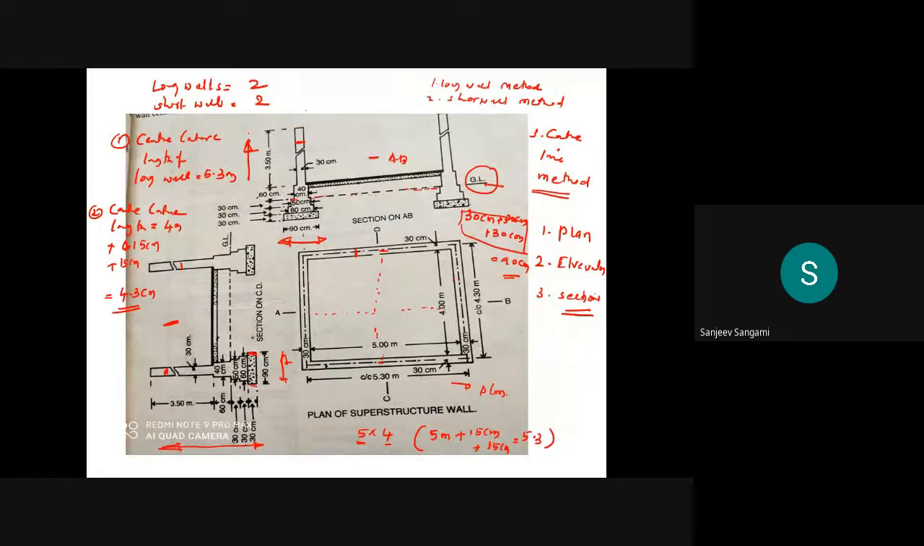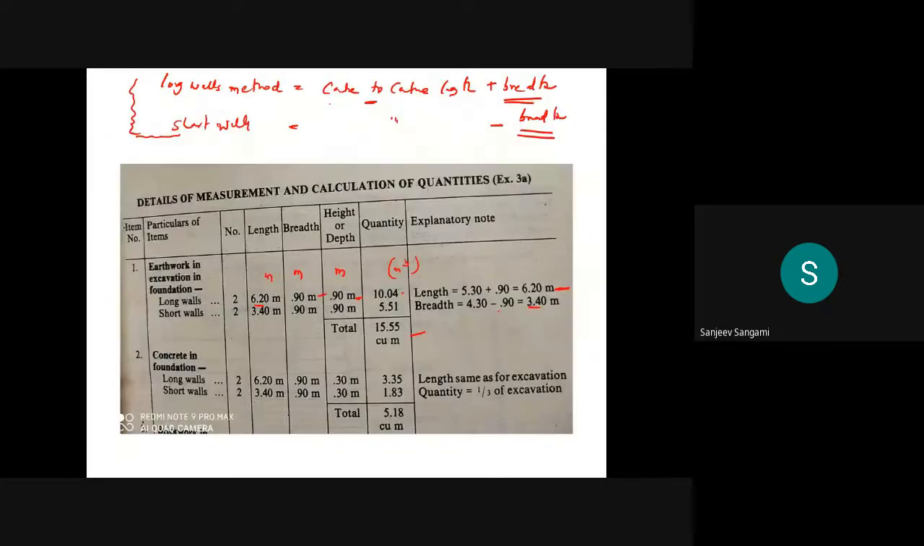Dotted lines in the figure, you can see that this section they have made in dotted lines. This is nothing but the concrete. So how much breadth is there? 90 centimeter breadth, and height of 30 centimeters. So the same thing you can use here.